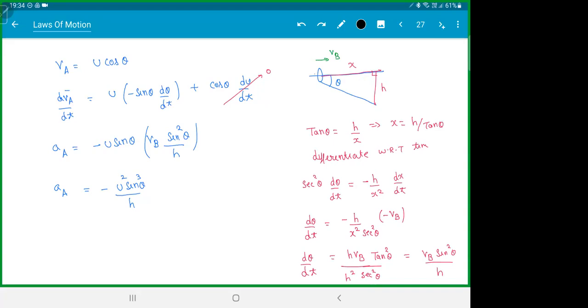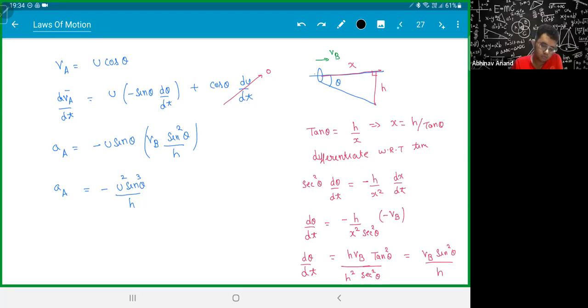Clear with this? Let's see one more like this. Can I turn the page? Abhinav, clear with this? Yes. Perfect. Next one.